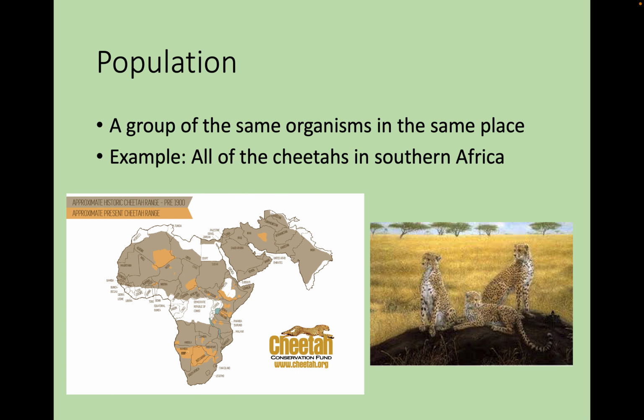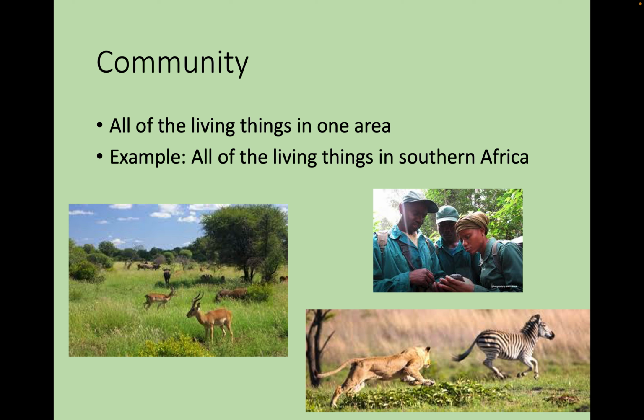If you put a group of the same things together in the same place, that is called a population, which, heads up, if you Google population, you're going to see a lot of definitions. Make sure you get the ecology definition. So an example with my Africa examples would be all of the cheetahs in Africa, or all the cheetahs in southern Africa in one spot, which is what that map is showing you, where all the cheetahs would be in Africa. That's a population.